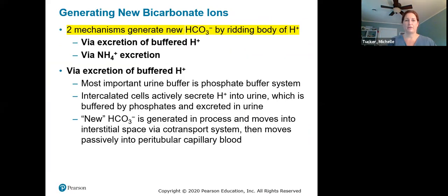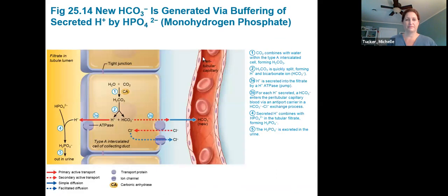The next two pathways are going to talk about the two mechanisms to generate new bicarbonate. One pathway will use the phosphate buffering system, and then the other pathway will use glutamine metabolism. This graphic is showing the phosphate buffering system in the urine. The first thing to note is find bicarbonate in the lumen. In the last graphic where we reclaimed bicarbonate, there was bicarbonate in the filtrate.